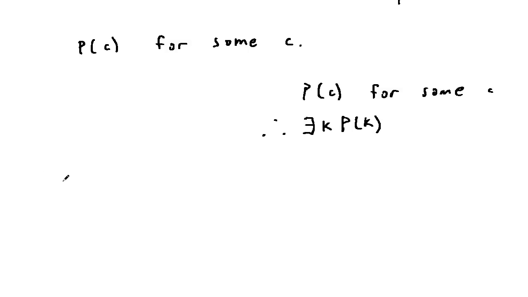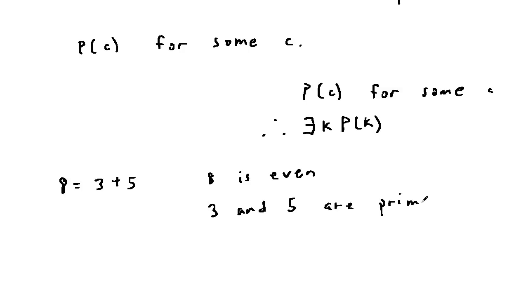Okay, note that 8 is equal to 3 plus 5, where 8 is even, and 3 and 5 are primes. Thus we found one even integer that is the sum of two primes. Thus, by existential generalization, there exists an even integer that is the sum of two primes.